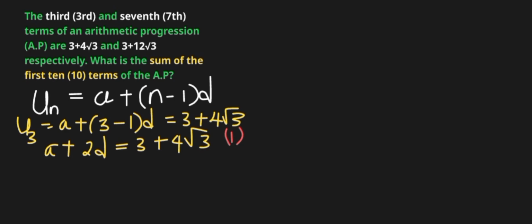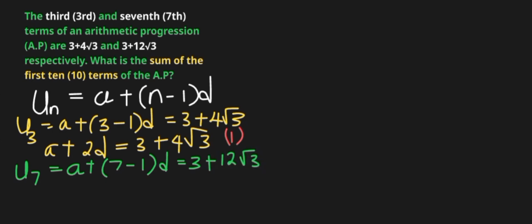Equally, we have the u7, that's the seventh term. This also, by using the general term formula, is a plus 7, n is 7, minus 1 times d, which is given in the problem as 3 plus 12 root 3. Again, using the two rightmost parts of the equation obtained, we have a plus 6d, and this to be equal to 3 plus 12 root 3.